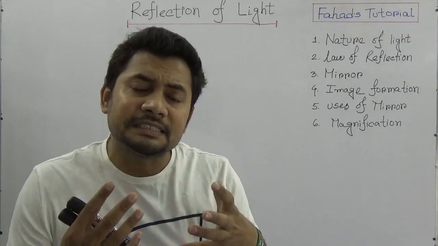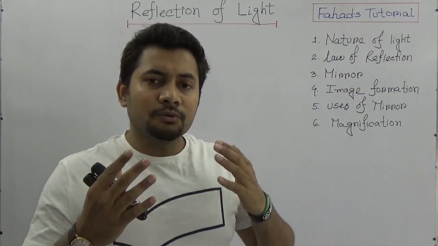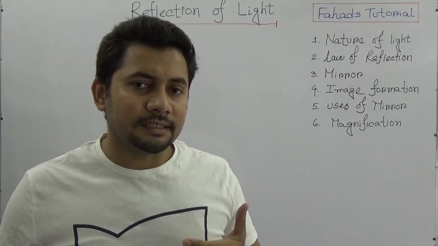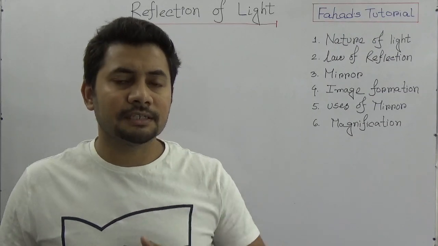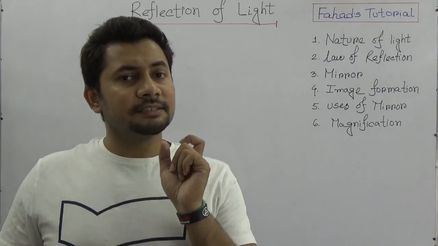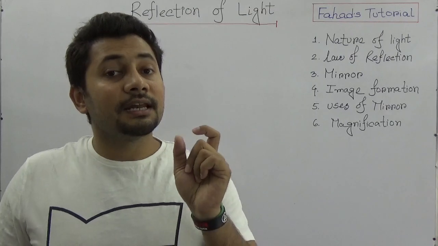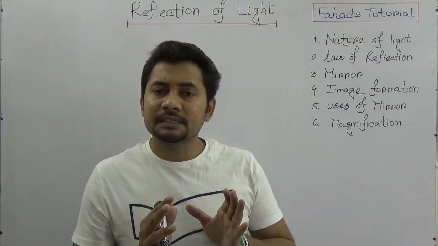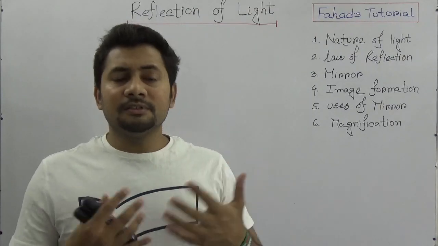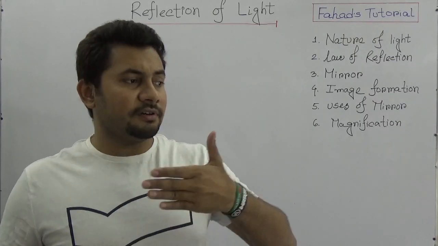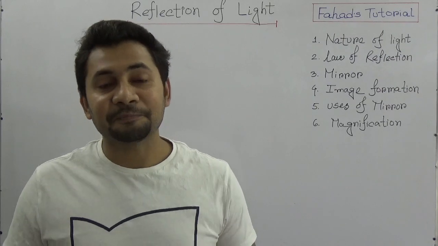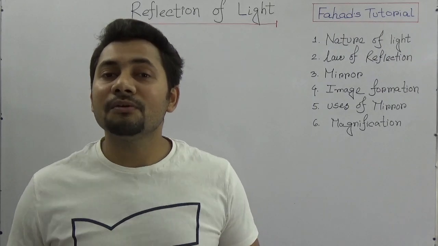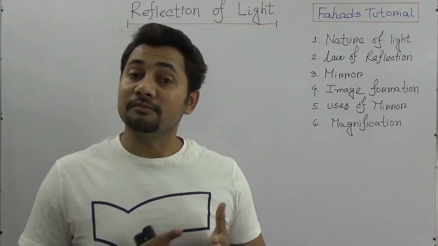So how do we see light? We know that light is either a mechanical wave or an electromagnetic wave. If this is the question, the answer is definitely that light is an electromagnetic wave, because no medium is required for the light wave to traverse; it can travel without any medium. That is why light is known as an electromagnetic wave.